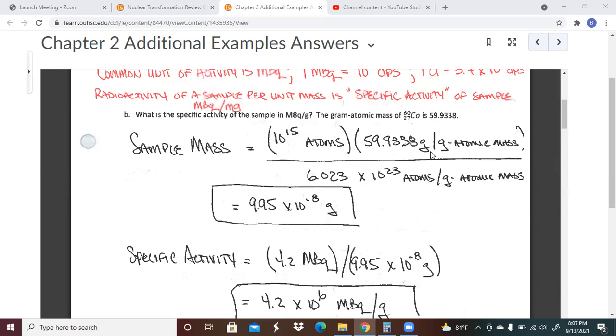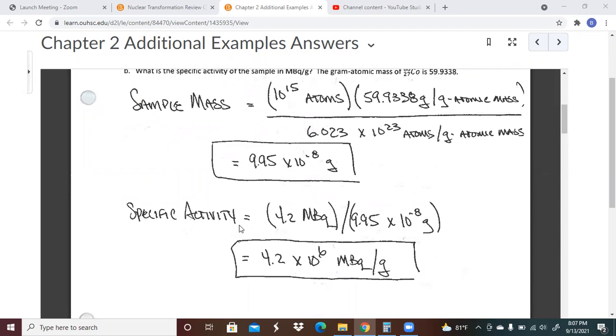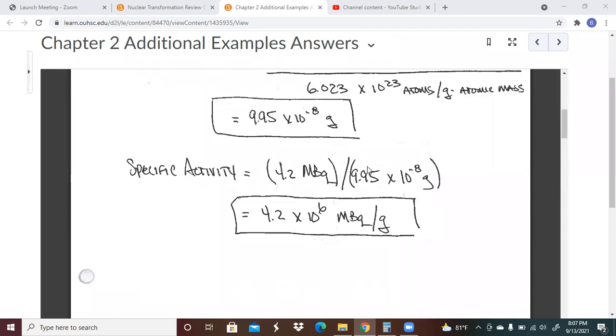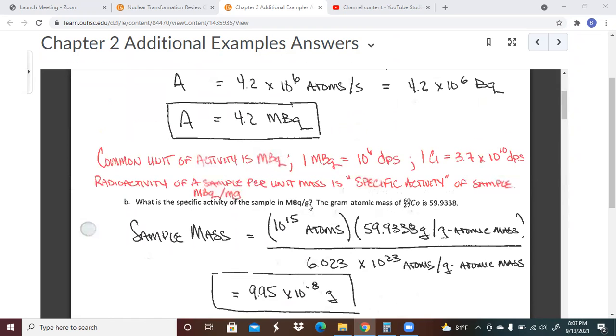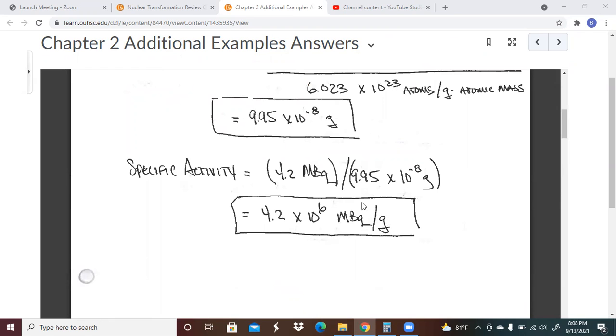If we take that result and we divide it by 6.023 times 10 to the 23rd atoms per gram atomic mass, that cancels, this cancels, and that leaves us with just the grams here. So we get 9.95 times 10 to the 8th grams. Specific activity, that's the sample mass. The specific activity is going to be 4.2 megabecquerels, which we found up here, dividing it by the mass, because when we do that, that gives us the specific activity. Again, this is something for a gram of substance that we can compare along several different substances.